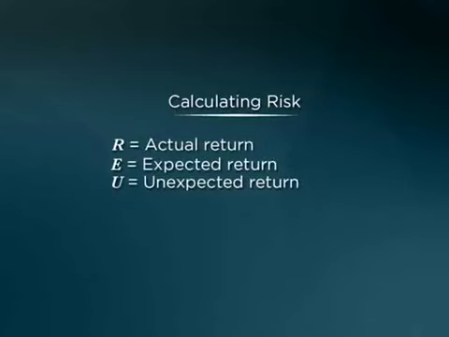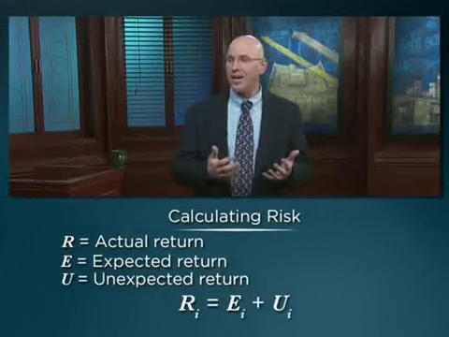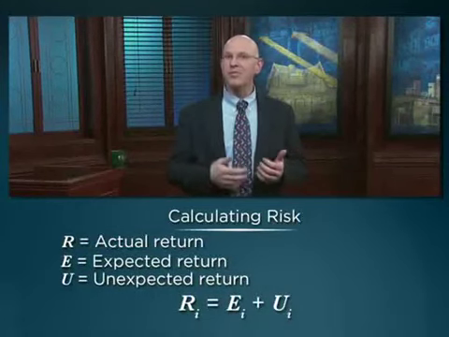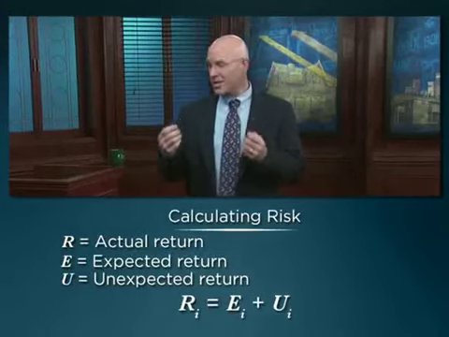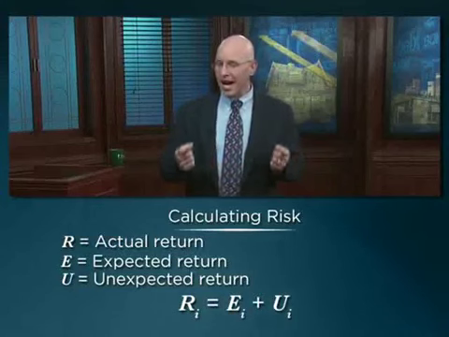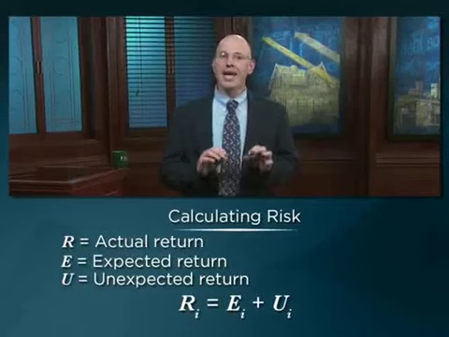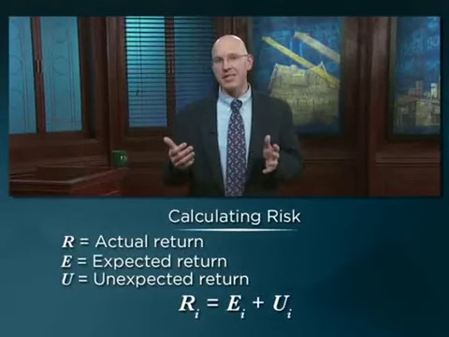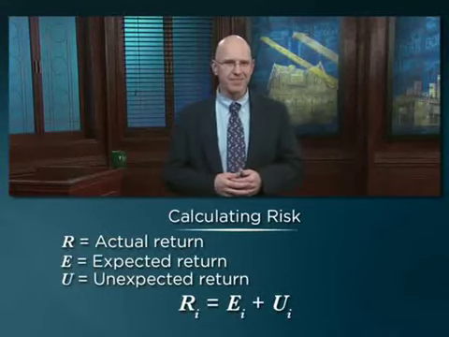Let's try to visualize this idea of risk by writing down the actual return on an investment as the sum of two parts, the expected return on this investment and the unexpected return. So we write R_I is equal to E_I plus U_I. The unexpected return could be positive or it could be negative. Again, I write this as R sub I equals E sub I plus U sub I, where R is the actual return, E is the expected return, U is the unexpected return, and the subscript I references the type of asset that this is. So each different subscript refers to a different asset.